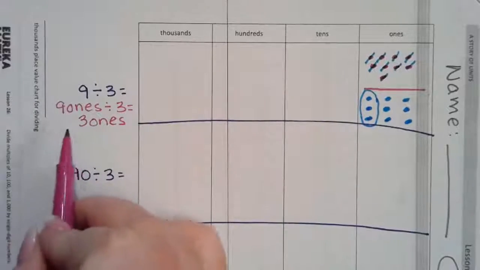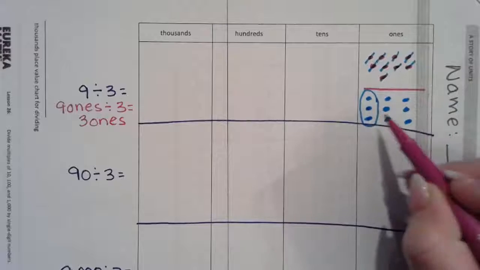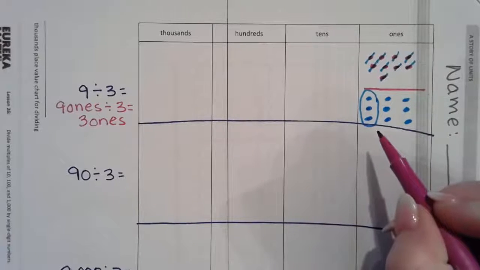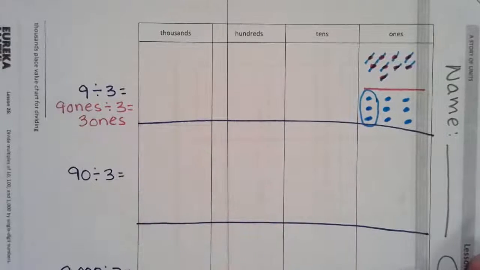Okay, 9 ones divided by 3. We took those 9 ones and we put them into 3 equal groups. Each group had 3 ones. Okay, and so we need to note that we had 3 ones in each group.